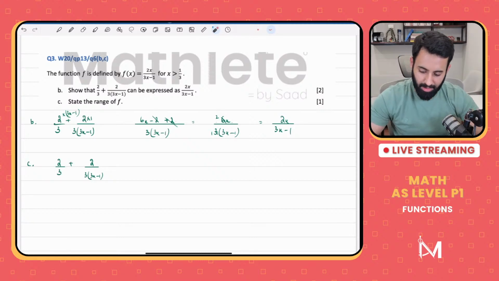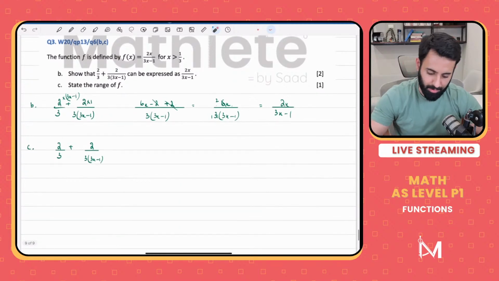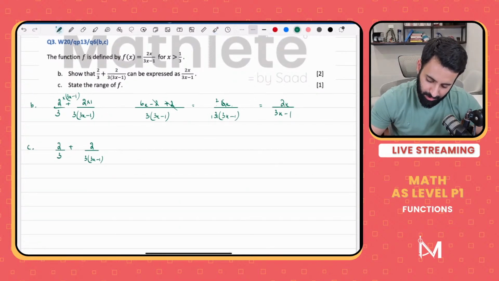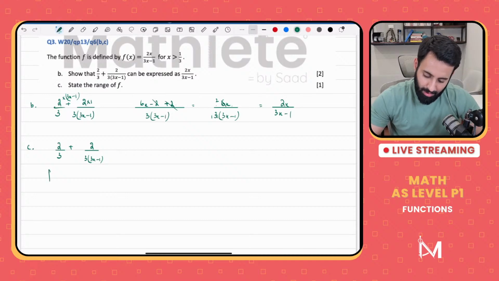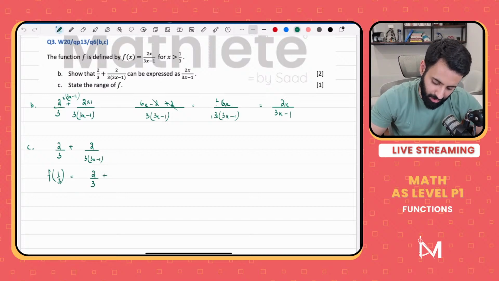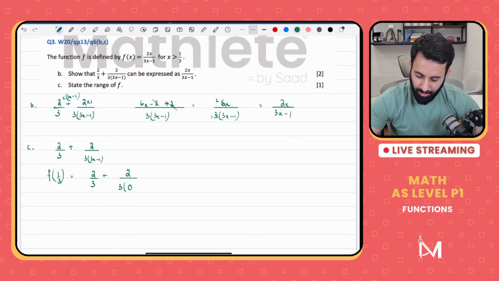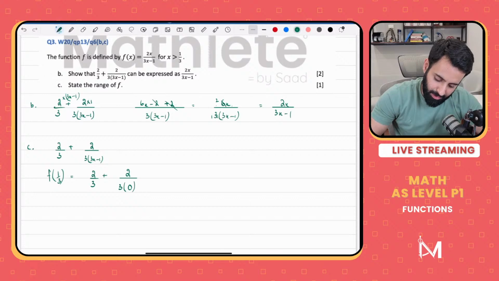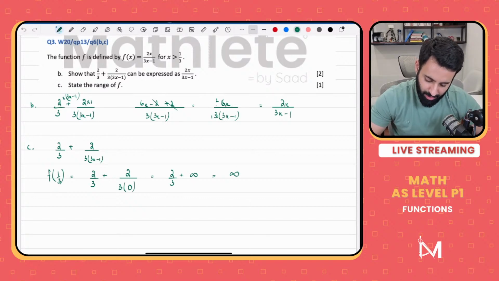Let's see. Like I said, it's very important that you get familiar with the function. So we're going to do a bit of trial and error. Let's see what happens if I plug in 1 upon 3. I know we're not supposed to, but let's see. So I will get 2 upon 3 plus 2 upon 3 times 0, because if you plug in 1 upon 3 in place of x, 3x minus 1 gives 0. So what you get as a result is 2 upon 3 plus infinity, which is going to be a very large value.